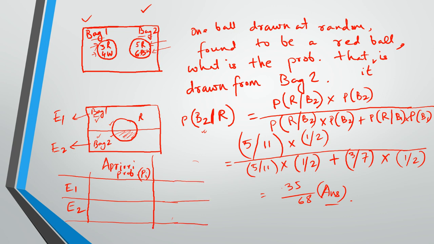Okay. So a priori probability means, as I said, what is the probability that E1 is happening? What is the probability that E2 is happening? The probability before the actual event, that the red ball is drawn. So before the actual event, the red ball is drawn, what are the events that happened? Bag 1 and bag 2.